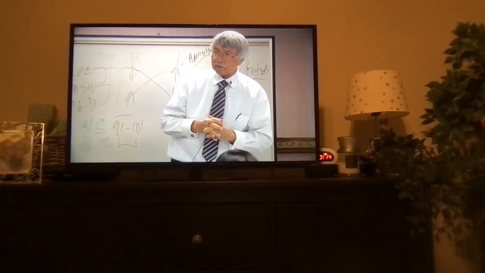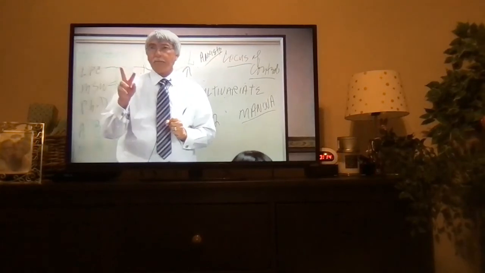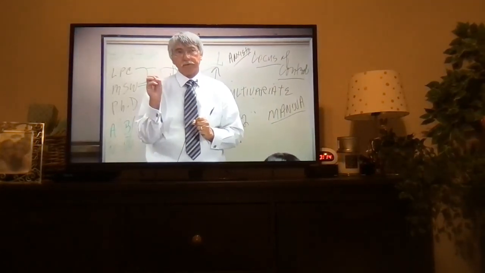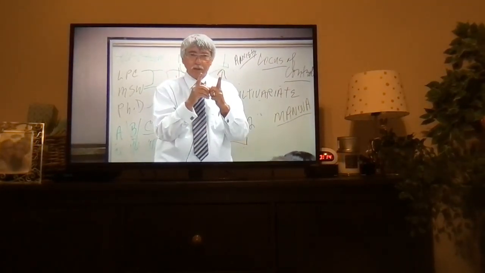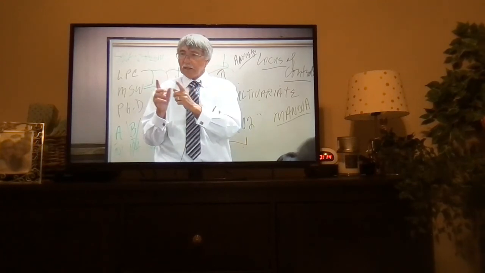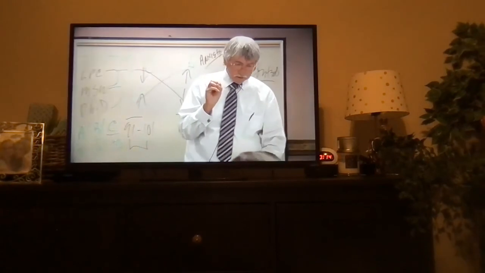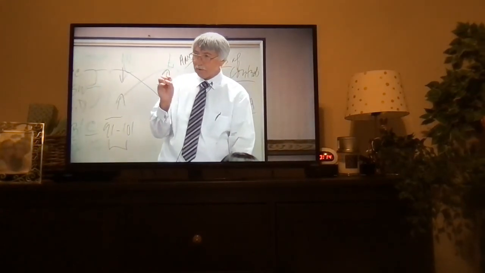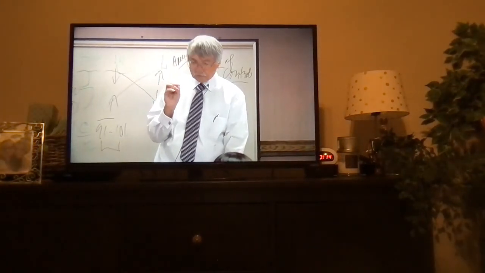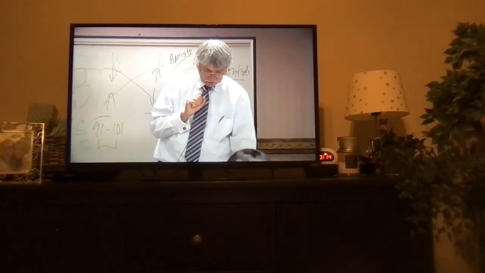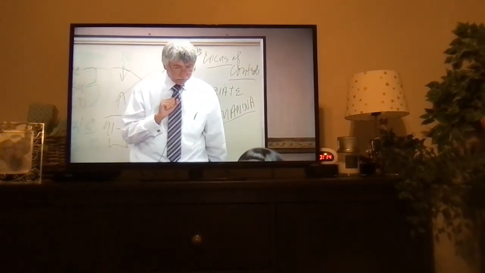Wilcoxon signed rank test. There is something called the t-test for pairs. Sometimes we pair people and get one score. Sometimes we have the same person get two scores. T-test for pairs, we can use it if we're normally distributed. But if we're not normally distributed, we have to use something like the Wilcoxon signed rank test.